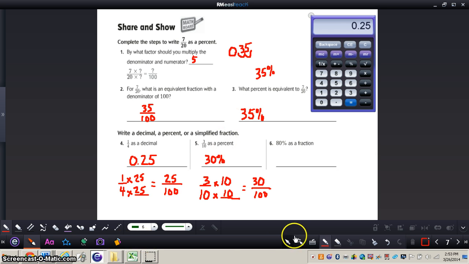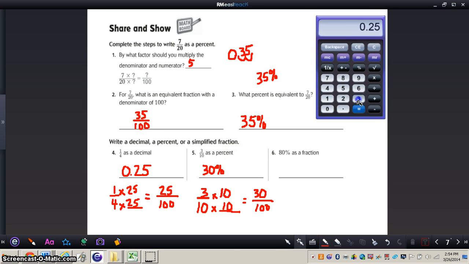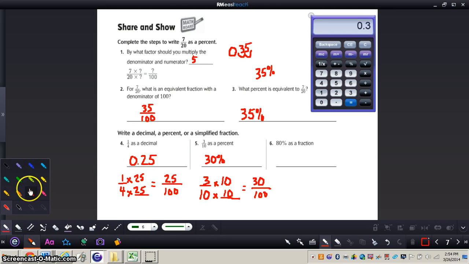And then once again with this, you can take that 3 and divide that by 10, the numerator divided by the denominator. That gives you 0.3. Now whenever you change a decimal to a percent, we just move that decimal 2 places to the right, 1, 2, put your decimal there, 30, giving you 30% as well. Okay, let's take a look at number 6.